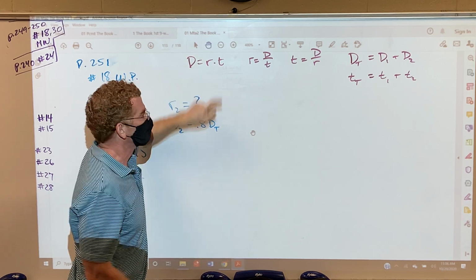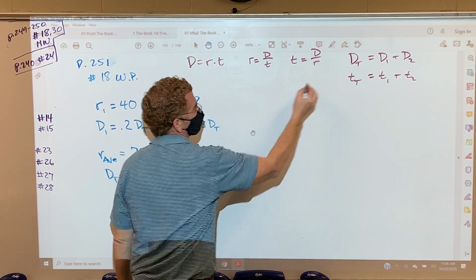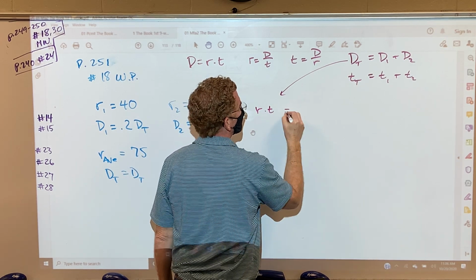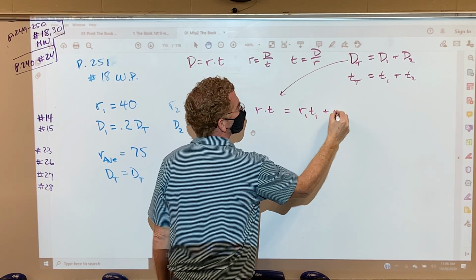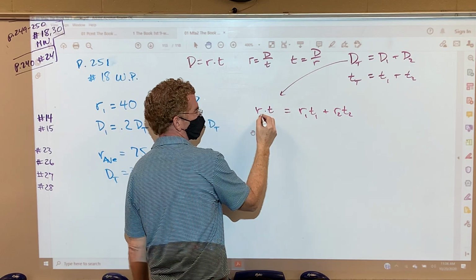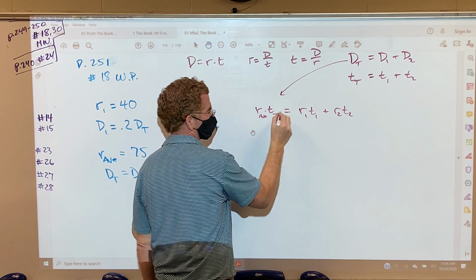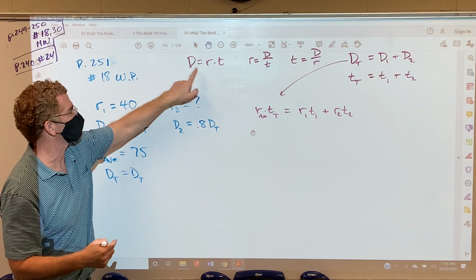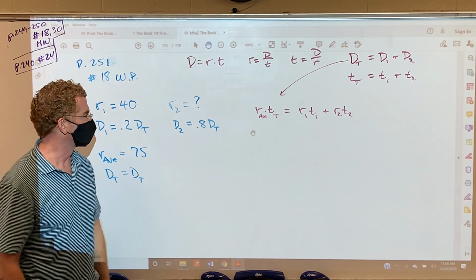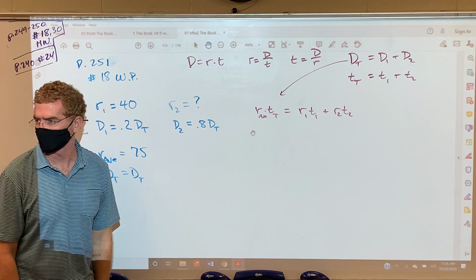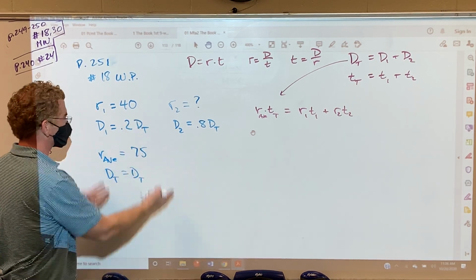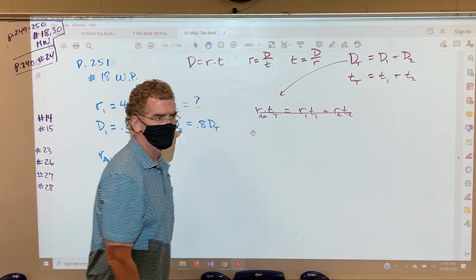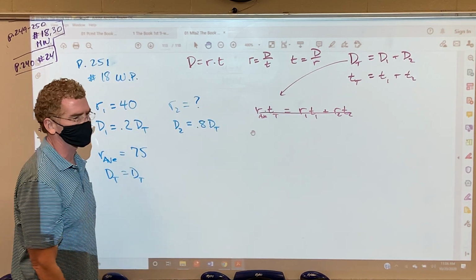RT. So total distance is, if I take this, that's RT. D1 is RT. D2 is RT. This would be average rate, total time. You see how I made substitutions with each d value because d is RT? Here's the problem. I still don't know anything about times, do I? I don't have any information about time. So I don't think this is going to help me, because I just have too many missing pieces of information.